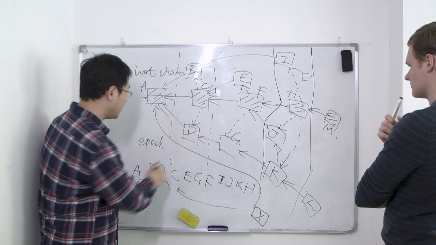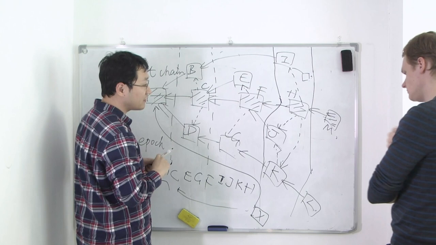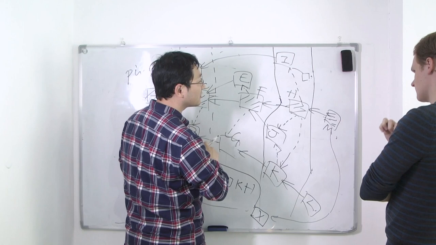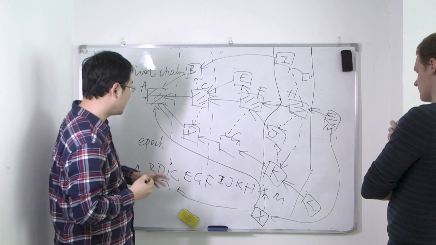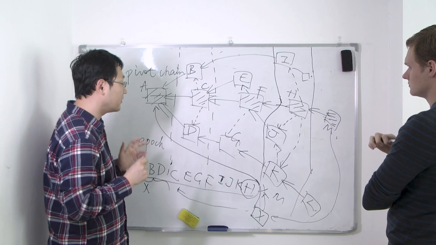Before C? No, not really, because the references of C, F, H are already fixed. The earliest it can be referenced is perhaps by another block M, but then it will belong to the epoch of M, which happens definitely after the epoch of H. So it can only be inserted somewhere here, and cannot be inserted anywhere before. The total order up to this point, if we don't revert the pivot chain, is stable and cannot be changed.